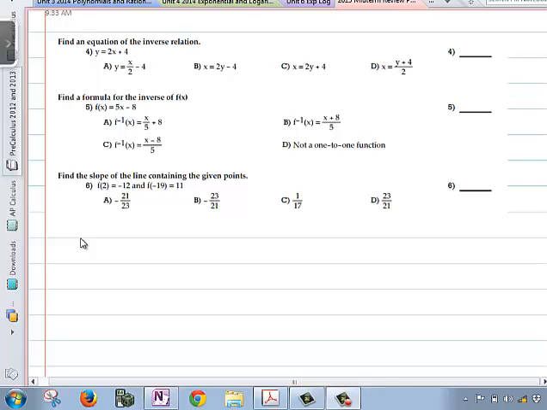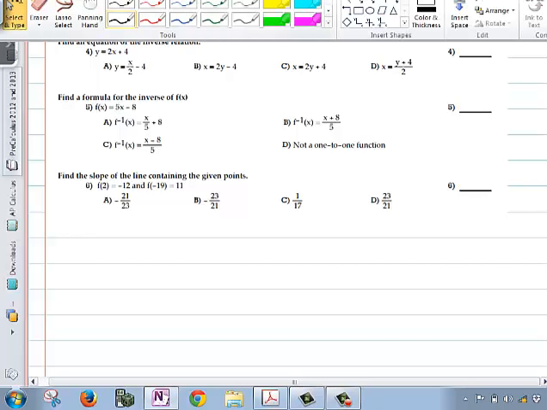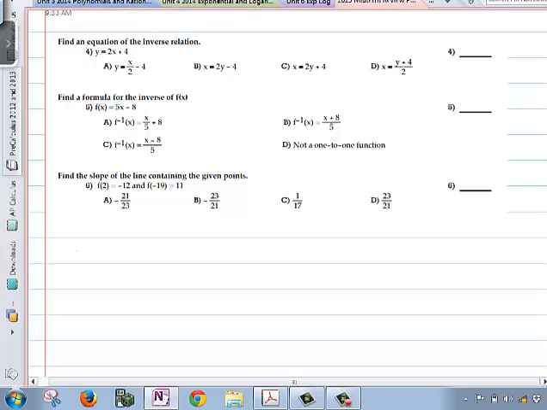Now we're going to work on questions 4 through 6 on the midterm review. So for number 4, let's get started. They just ask in number 4 to find the inverse relation, and that's different than finding the inverse.